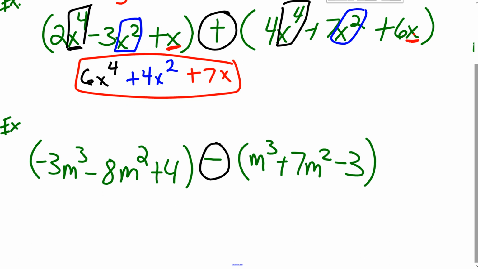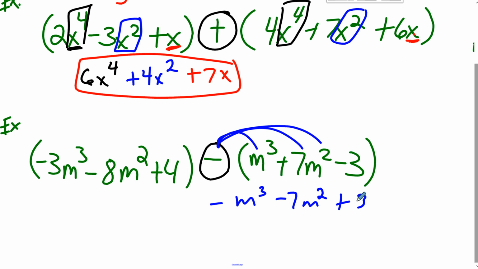Okay, on bottom I'm subtracting, so you can do 2 different things. I would just advise distributing that negative to all 3 of these, and then go ahead and just add. That's a common mistake that always happens with subtracting. You're subtracting every single one of these, so that's why it's changing signs. Or you can think about this negative as opposite. Opposite of m cubed is negative m cubed. Opposite of 7m squared is negative 7m squared. And opposite of negative 3 is a positive 3. Now I can combine like terms.